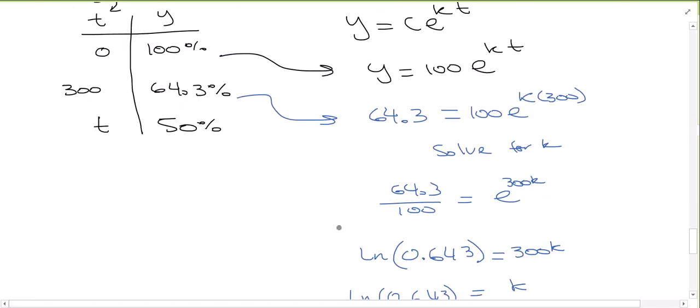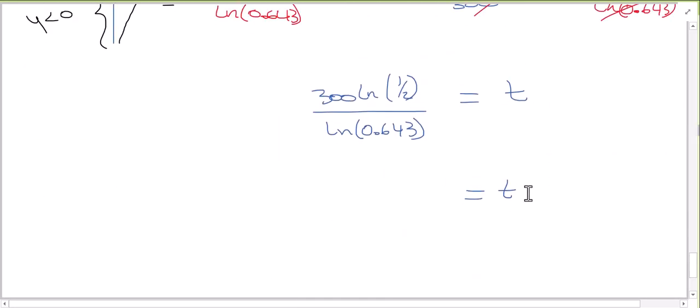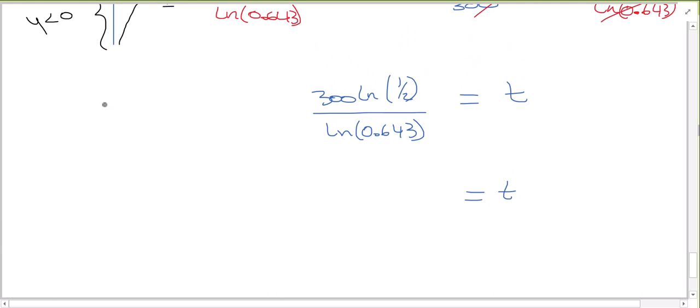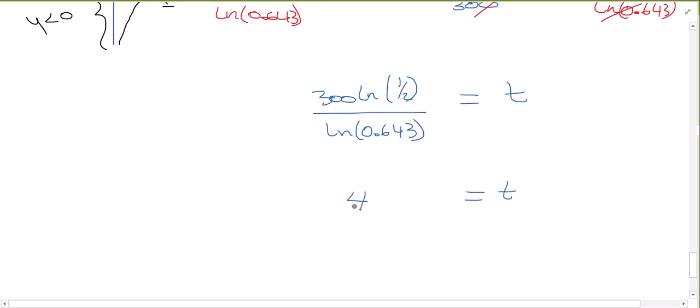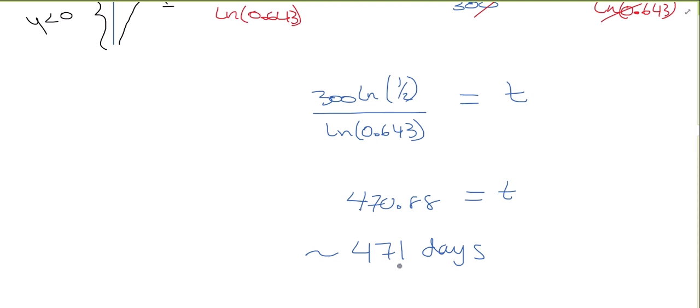So going back to our t, when we put this on our calculator, I got 470.88, let's say to 2 decimal places. But it's time, so let's round it to a whole number, so 471 days. So it's going to take 471 days for this isotope to decay to half of what we started with. Now again, we don't have the full amount, but we have percentages. So we can say full amount is 100%, half is 50%, and so on.